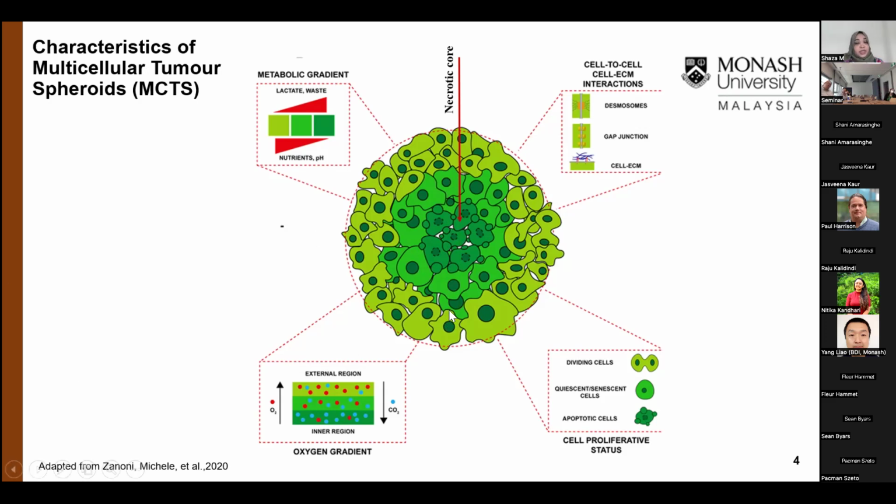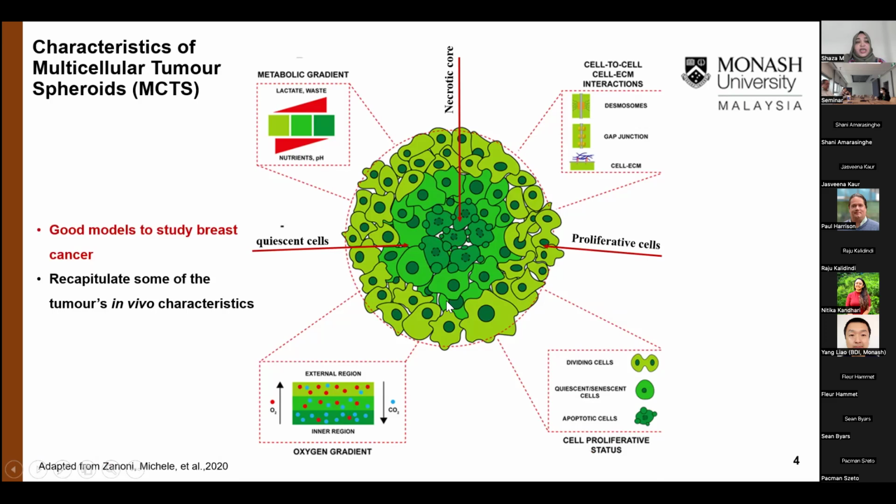Usually when it happens, it will be compact. It will have an inner core of apoptotic cells, and then quiescent cells, which are cells that are not yet dividing, like in stasis. And then we have the outer layer, which is made of completely dividing cells, called proliferative cells. So generally, the spheroid model can be a good model to test breast cancer and can recapitulate some of the in vivo characteristics and create certain challenges for the drugs to go through it. Because there's a metabolic gradient, there's also an oxygen gradient in it.